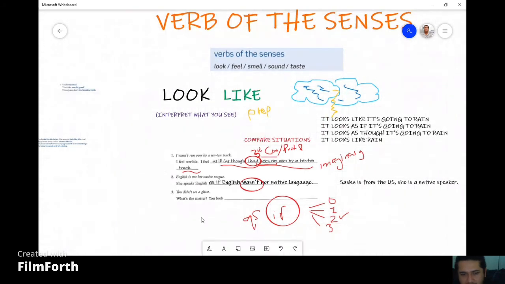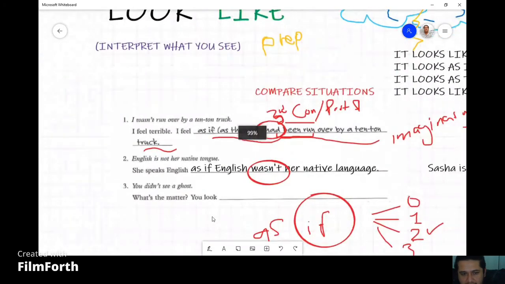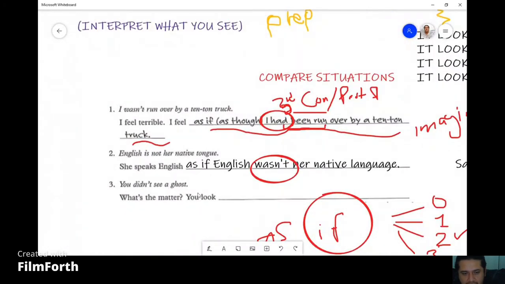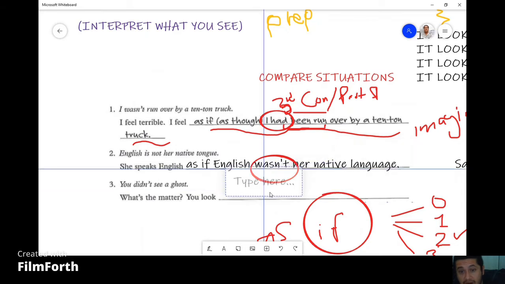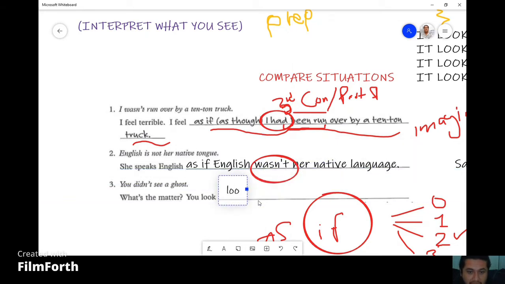Now let's see number 3. It says, you didn't see a ghost. What's the matter? So it says, you didn't see a ghost, but you look as if you had seen a ghost.